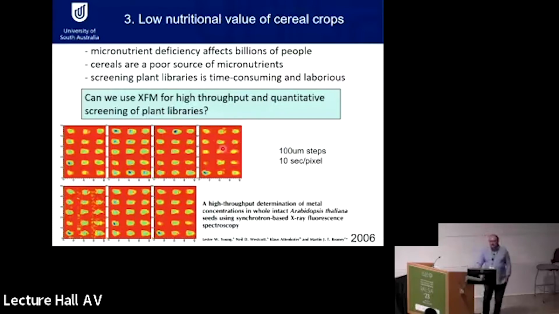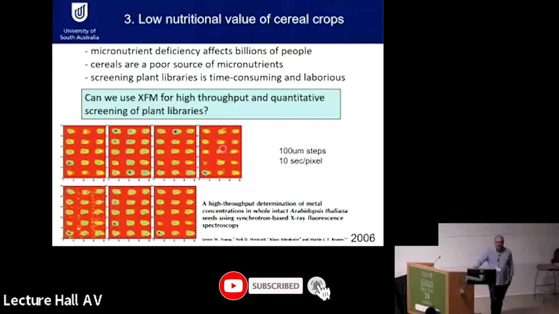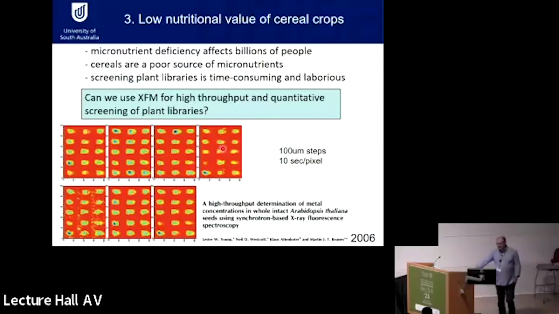The last part of the talk is about cereals, and we heard all about the need to increase the micronutrient content of cereals because of the issues that we have in terms of deficiency in people, and the fact that cereals are a poor source of nutrients. As Mary Lou said before, it's very painful to screen libraries of seeds when you need to have 100,000 analyses to get one decent mutant.